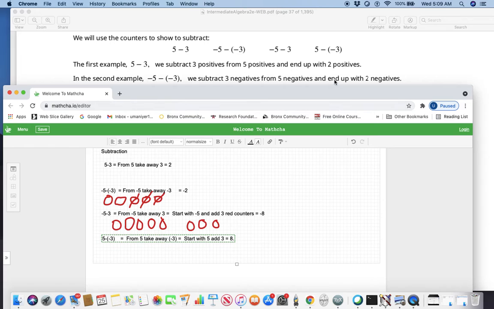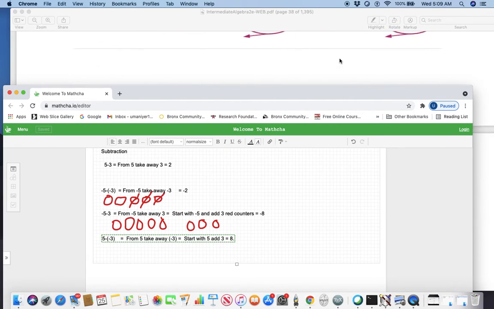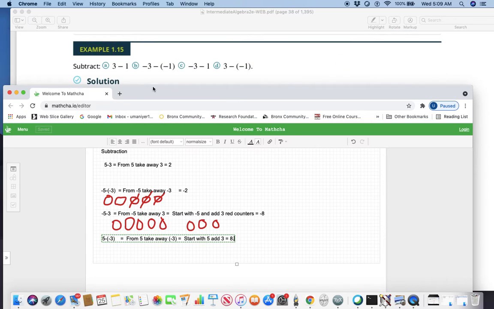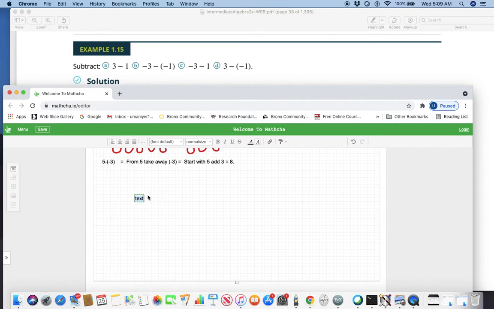All right. Let's look at a few more examples. 3 minus 1. By now you probably have a feel for it. 3 minus 1. From 3, take away 1. So answer is 2.